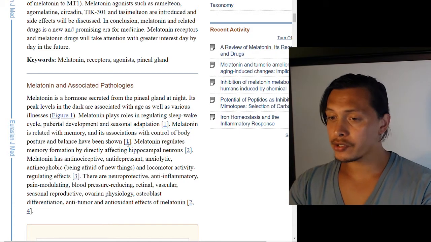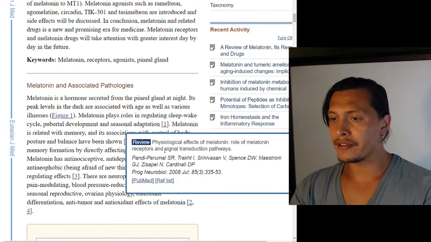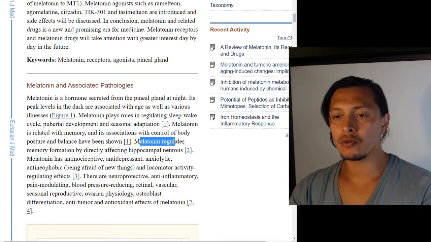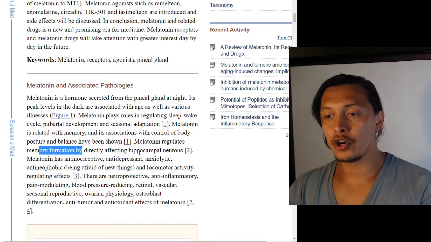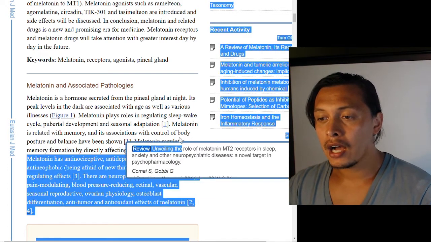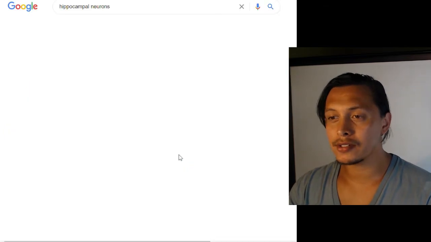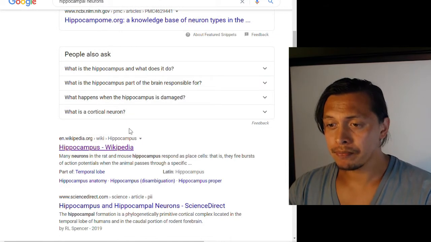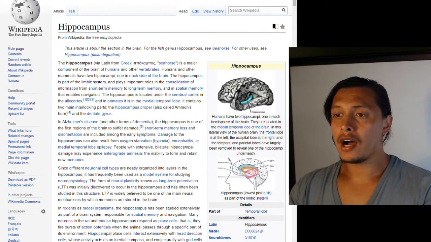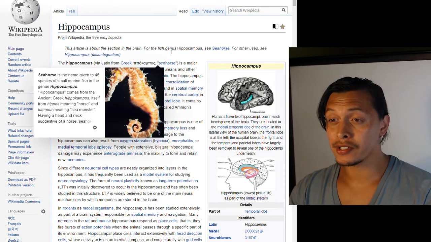And that is interesting. So yes, that's in this review, the physiological effects of melatonin. Melatonin regulates memory formation by directly affecting hippocampal neurons. So what are hippocampal neurons? These are the neurons of the hippocampus, and the name comes from the Latin for seahorse, apparently.